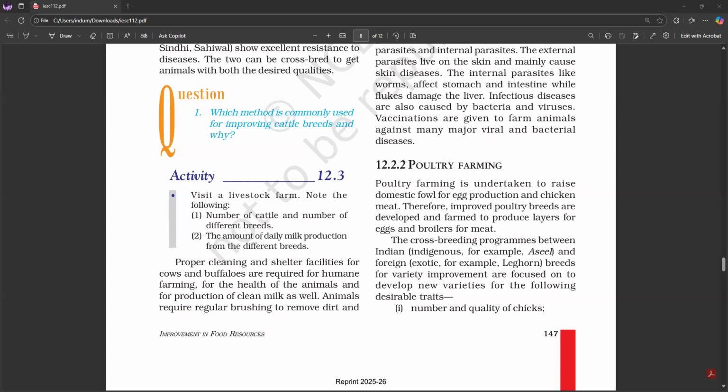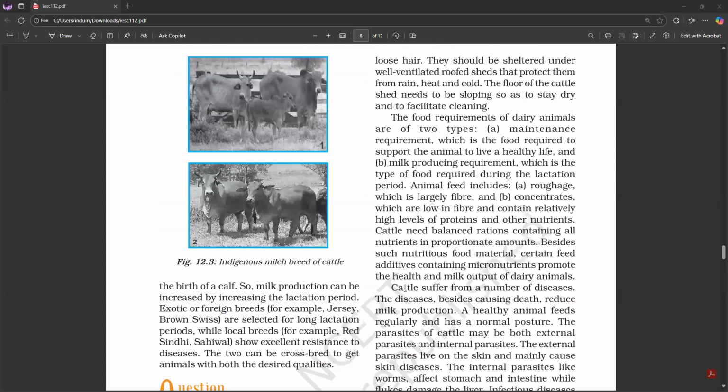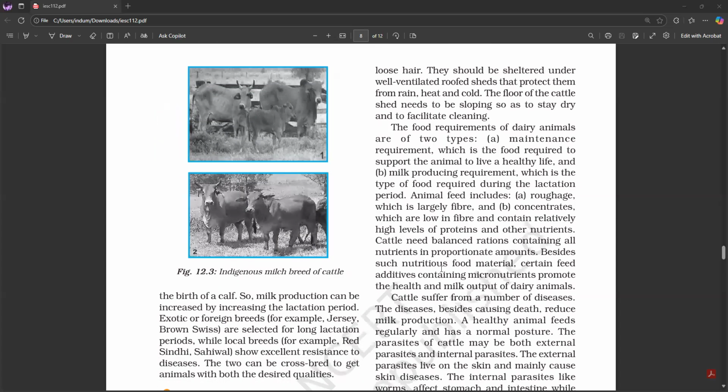Animals require regular brushing to remove dirt and loose hair. They should be sheltered under well-ventilated roofed sheds that protect them from rain, heat, and cold. The floor of the cattle shed needs to be sloping so as to stay dry and to facilitate cleaning.